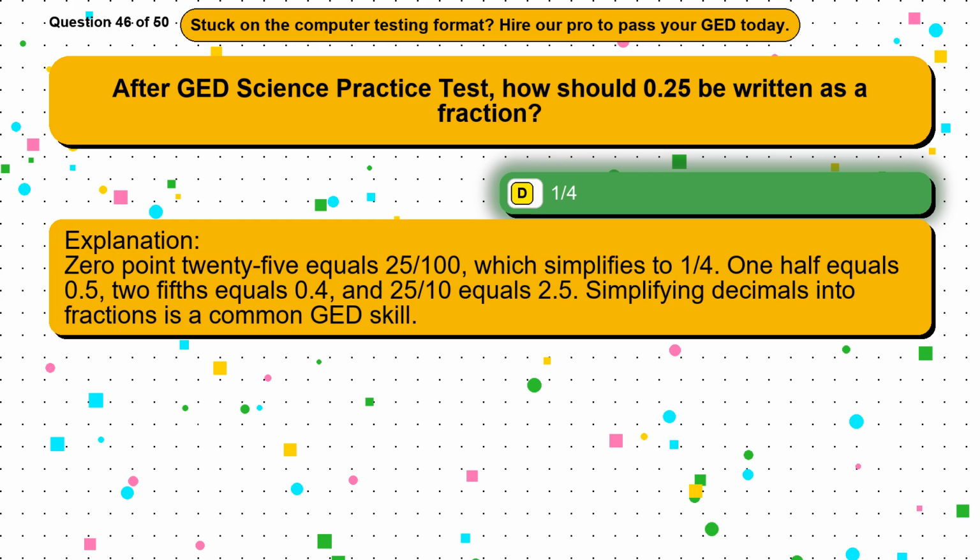0.25 equals 25/100, which simplifies to 1/4. 1/2 equals 0.5, 2/5 equals 0.4, and 25/10 equals 2.5. Simplifying decimals into fractions is a common GED skill.